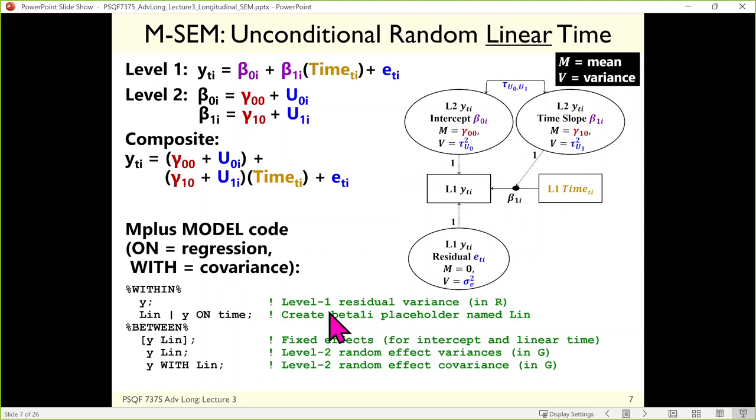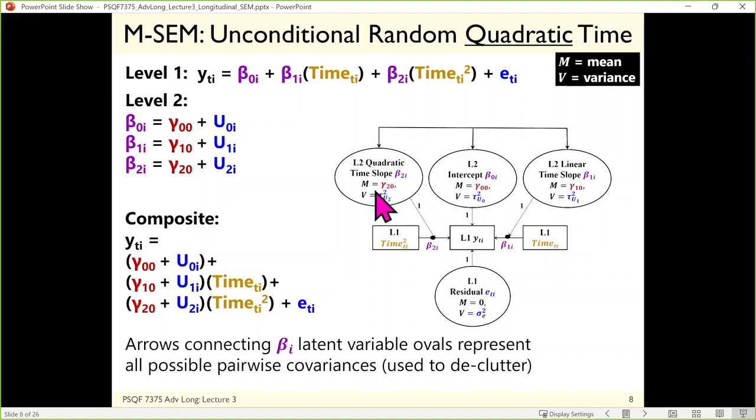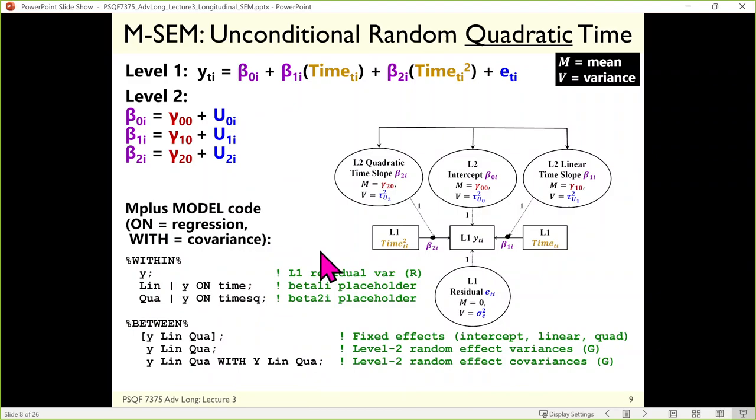Cool. Then if we add, say, a quadratic, so we have another circle here and time squared as a second box in the analysis, then code to estimate a random quadratic model would look like this on slide 9. The difference is that we've added qua as another variable to the analysis whose mean is going to be the fixed quadratic slope and whose variance is going to be the random quadratic slope variance across people. And so the fixed quadratic is in the bracket, random quadratic is here, and then the covariances are in the last line.